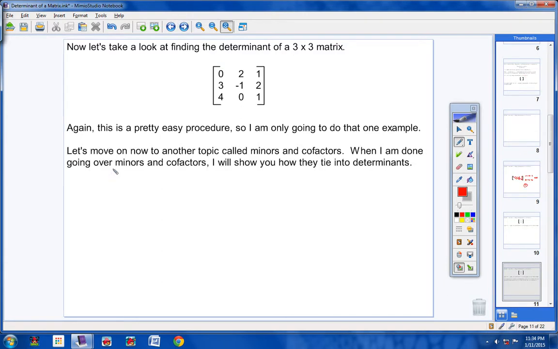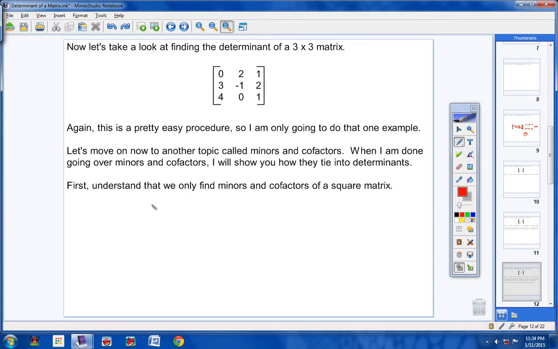Now, we're going to move on to a topic called minors and cofactors. When I am done going over minors and cofactors, I will show you how they tie into determinants, okay? So I will show you that at the end. Now, first, understand that we only find minors and cofactors of a square matrix, okay?